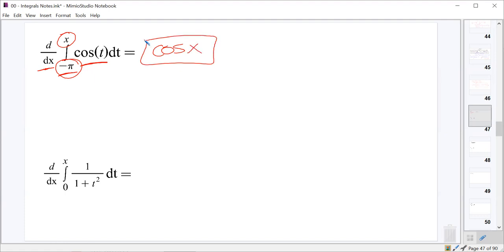That's all it is. If you are ever presented on the AP test with a problem that says take the derivative of an integral from a constant to x of some function, there's no work to be done. Just rewrite the function in terms of that variable that's up in the upper limit of your integral. The derivative of an integral from a constant to x of a function is just the function in terms of x. These are the easy fundamental theorem of calculus problems. They don't get any easier than those ones.